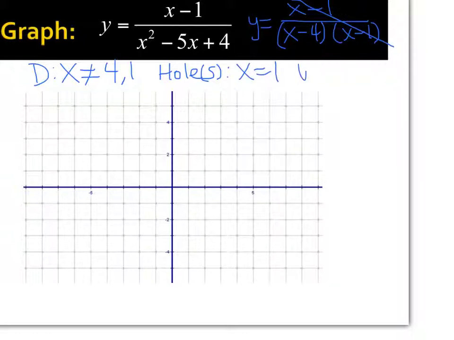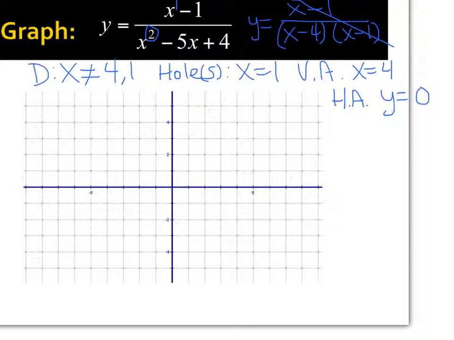Now I need my vertical asymptote. It's whatever's left in the denominator after I've done any kind of cancellations. Well, in this case, x minus 4 is left, so x equals 4 is a vertical asymptote. And then lastly, my horizontal asymptote. I look at my exponents. In the numerator, I have x to the first. In the denominator, I have x to the second. My numerator's degree is smaller than my denominator's degree. Therefore, it is y equals 0.